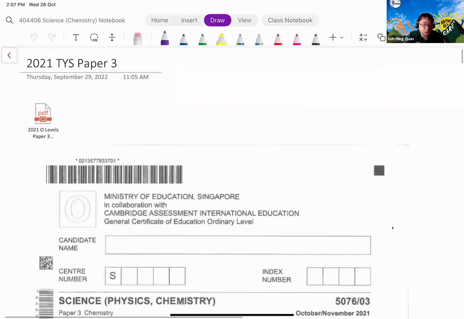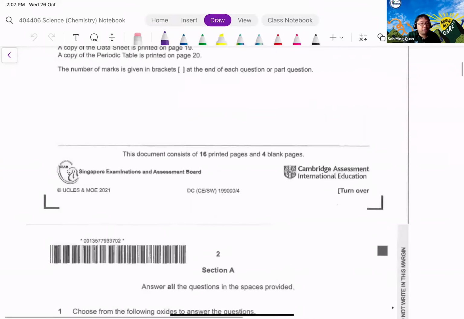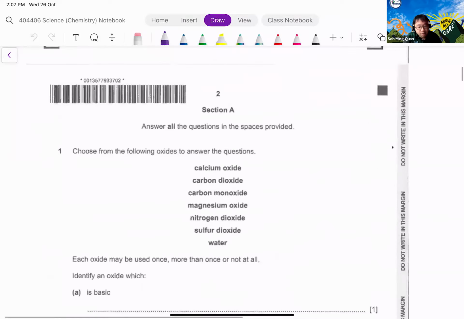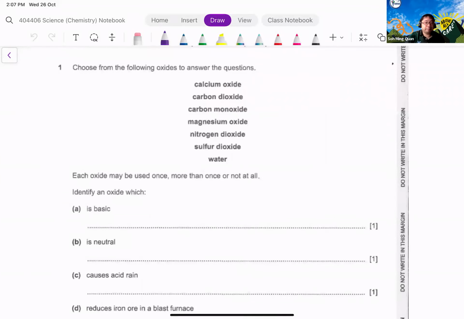Okay, so now this is 2021 paper 3. This is where we'll begin. All right, so welcome back to another session of going through the TYS. Now, we're going to be focusing on certain questions. In fact, for 2021, we have gone through certain questions in class already. Now, let's start with question 1.